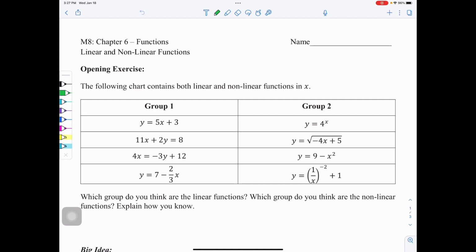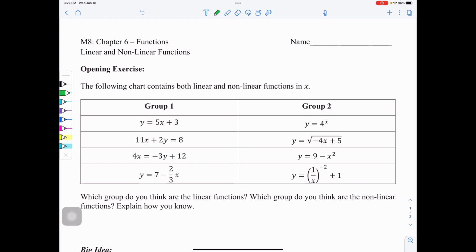Today's lesson is called Linear and Nonlinear Functions. So for the opening exercise, I'd like you to look at the following chart. It says the following chart contains both linear and nonlinear functions in X. So they've been grouped already, but there's no headings on these groups.